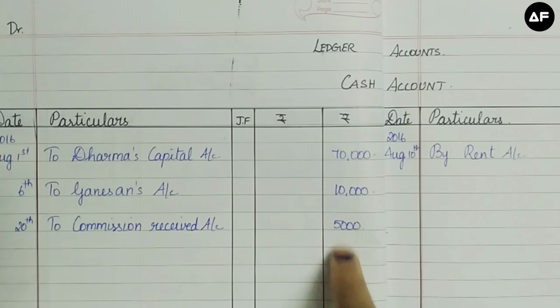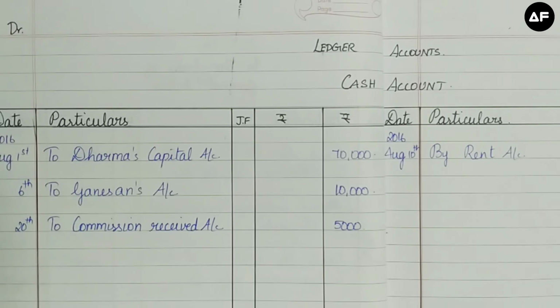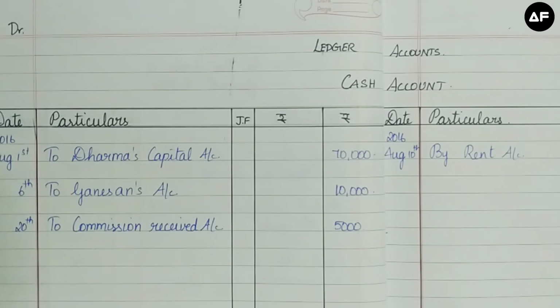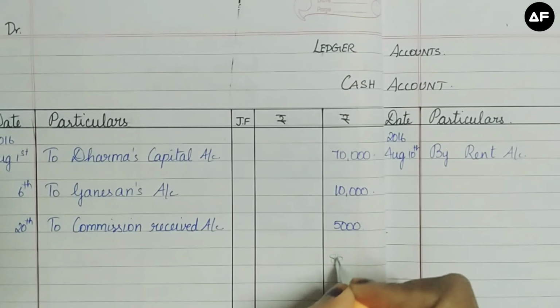Next we have to get our totals. So therefore take a pencil and total up both the sides. If I total up my debit side, I get a total of 85,000.